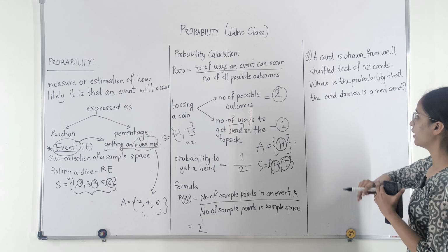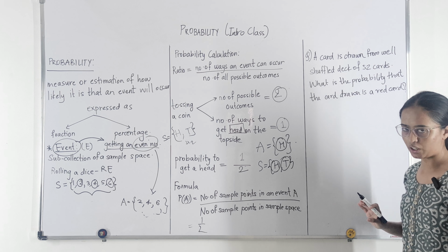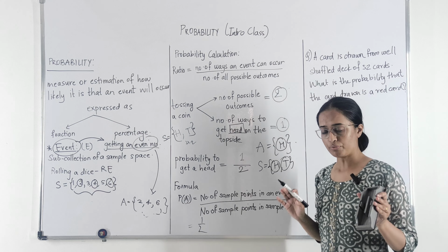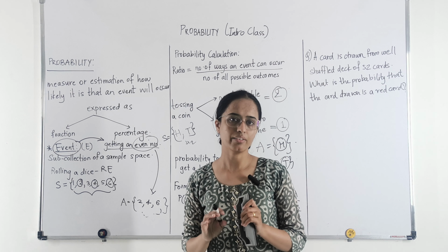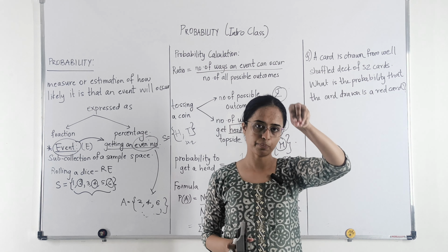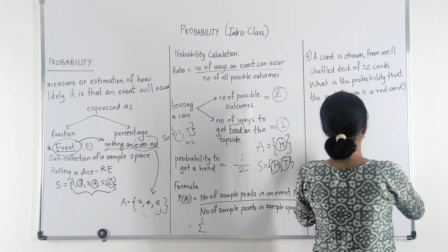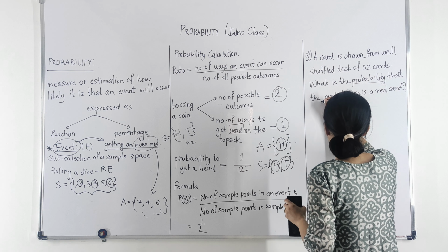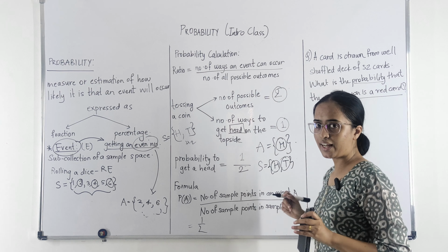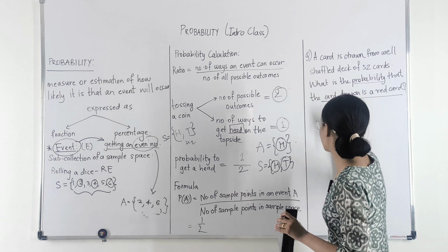Now let's start. Here the question says a card is drawn from a well shuffled deck of 52 cards. Okay. So we have been given 52 cards. Nothing else. And out of those 52 cards, a card has been drawn. You are supposed to calculate the probability such that the card drawn is a red card. So you have to calculate the probability for drawing a red card. So drawing a red card is your event and you are supposed to calculate probability for this particular event.